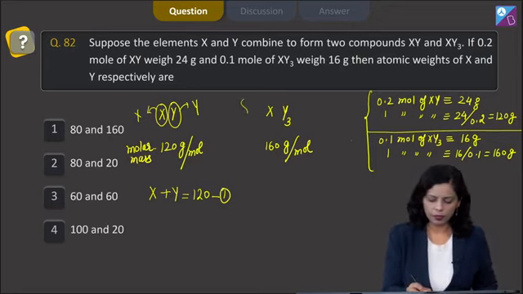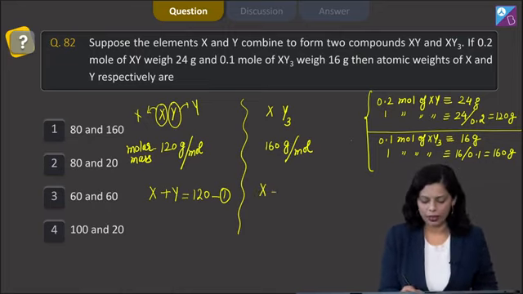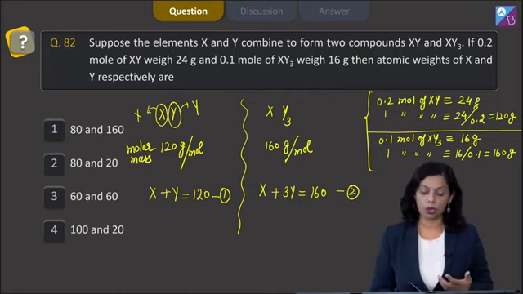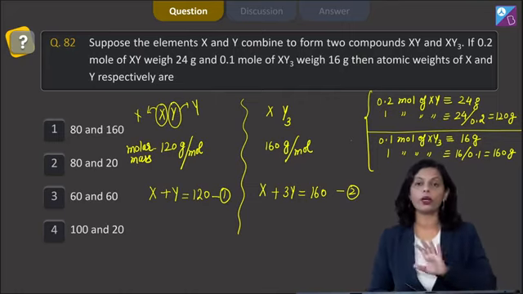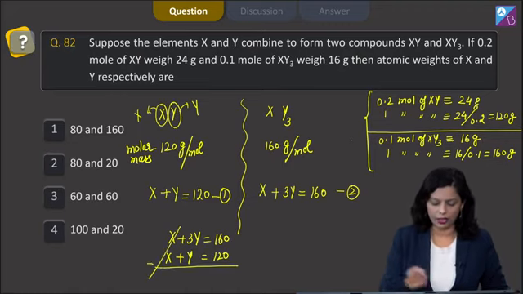Now second, the atomic mass we have already assumed X for X plus Y for Y, but there are 3 atoms, so 3Y. The sum would be equal to the molecular mass, so this can be taken as 160, the second equation I have, right? Now I'm just going to subtract equation 1 from equation 2. So equation 2 is X plus 3Y equals 160, and X plus Y equals 120. If you just solve this by subtracting, 2Y is equal to 40.